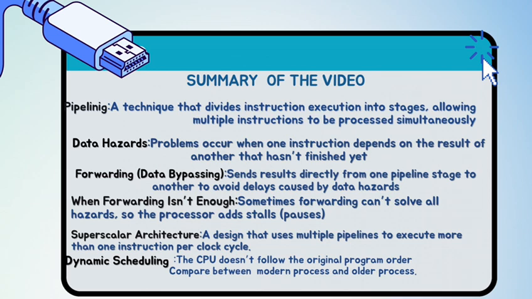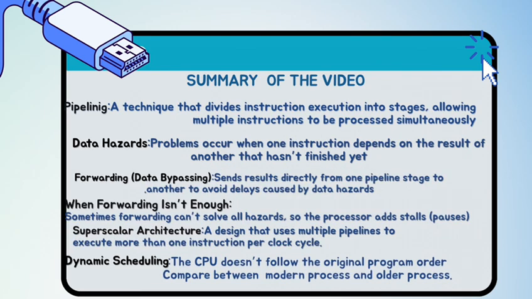Summary of the video: pipelining, a technique that divides instruction execution into stages, allowing multiple instructions to be processed simultaneously. Data hazards: problems that occur when one instruction depends on the result of another that hasn't finished yet. Forwarding, or data bypassing, sends results directly from one pipeline stage to another to avoid delays caused by data hazards. Sometimes forwarding can't solve all hazards, so the processor adds stalls, or pauses.